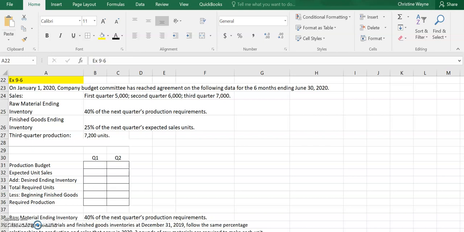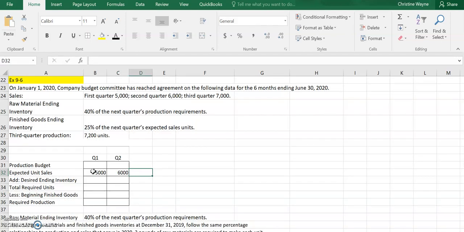So it's giving you a lot of the information that you need. Remember, all of our budgets start with sales. So I'm going to input that information in first. So this is our production budget. Our sales for quarter one are expected to be $5,000. Our sales for quarter two are expected to be $6,000.